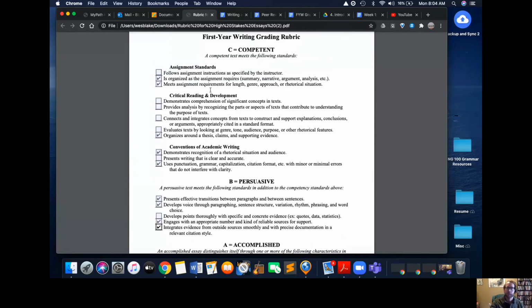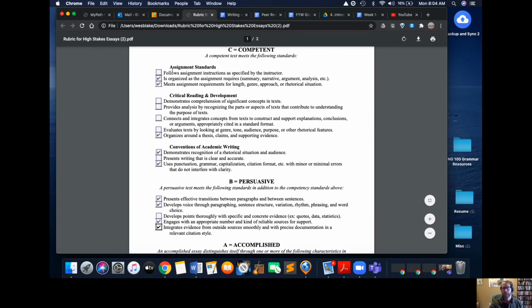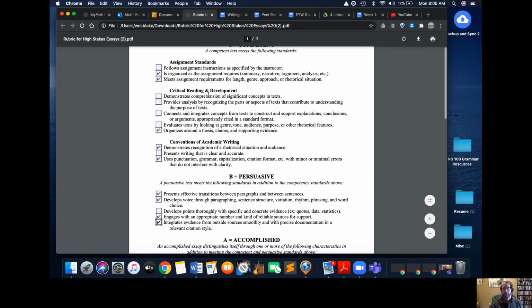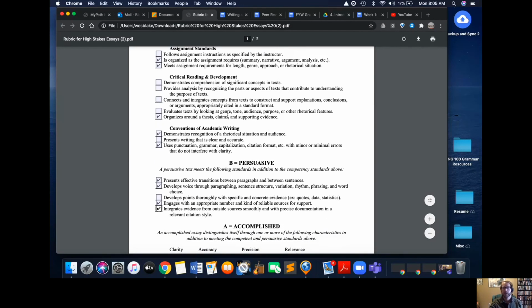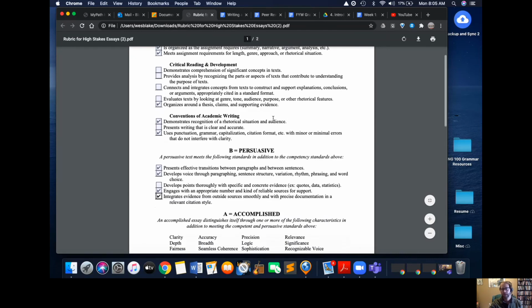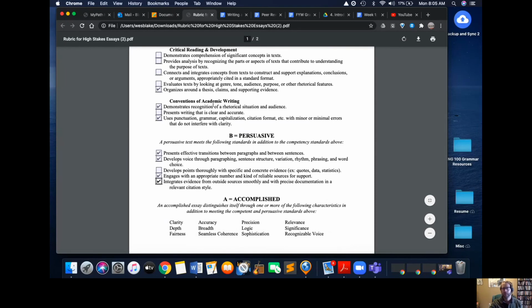The C-level standards, you'll notice assignment standards. What this basically means, there again, is you want to pay close attention to the assignment and look at what it's asking for. How long does it need to be? What genre is it? Is it summary or analysis or research or argument? You want to make sure you meet those assignment standards. I'd recommend looking at the assignment a couple times and making sure that you've got what is required. And also on C-level, you've got critical reading and development. And again, you see this come up: organized around a thesis, claims, and supporting evidence. So again, you can see how important the thesis is and how it controls the path of your essay.